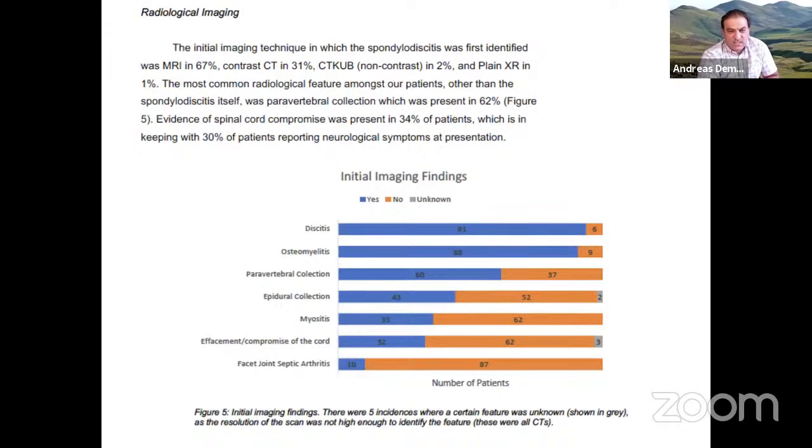So clearly the investigation of choice is an MRI, and initial findings you can see in the bottom figure that discitis can come with other radiological features such as osteomyelitis, small paravertebral collections, small epidural collections, or large. Sometimes there is myositis, sometimes there is cord compromise, and sometimes, occasionally, about 10% of cases or so, facet joint septic arthritis. And that's one of the key situations where I would consider a more surgical approach.